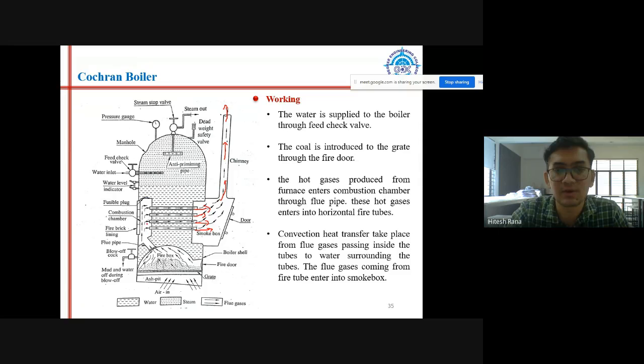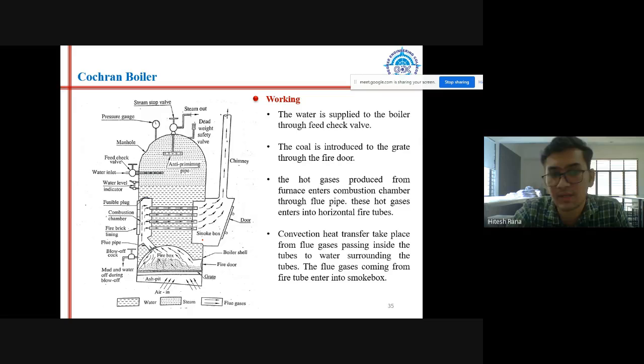So in this way steam will be generated inside the boiler. Here flue gases will be generated, and those flue gases will pass through these tubes. And major heat transfer will be happening over here. These flue gases will be transferring their heat to the water, and water will be converted into steam.